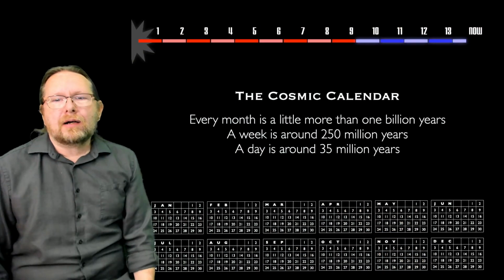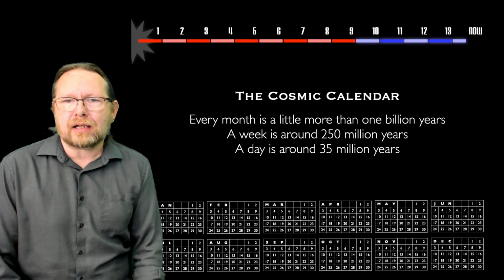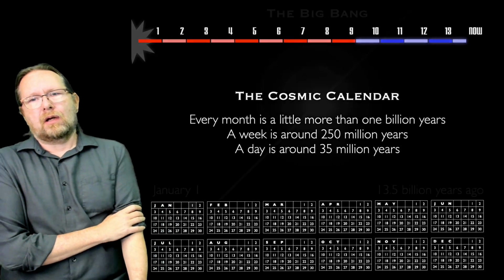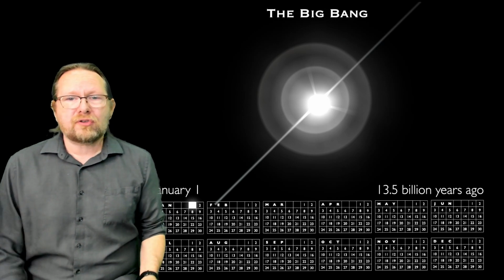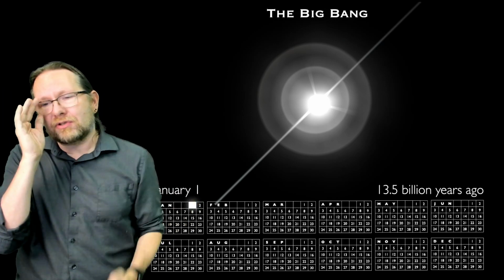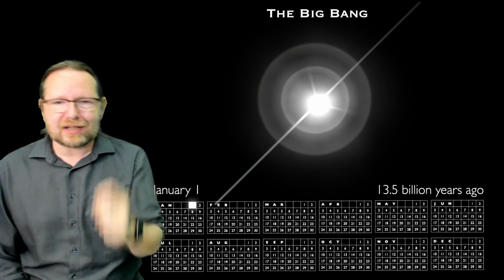So if we think about compressing the whole history of the universe into a year, what does that cosmic calendar look like? The Big Bang happens on January 1st. All of the matter and energy in the universe is compressed into an object the size of a baseball, an object the size of a penny.